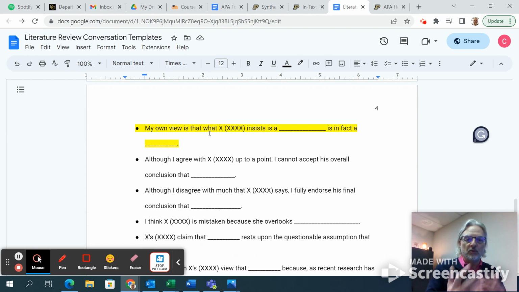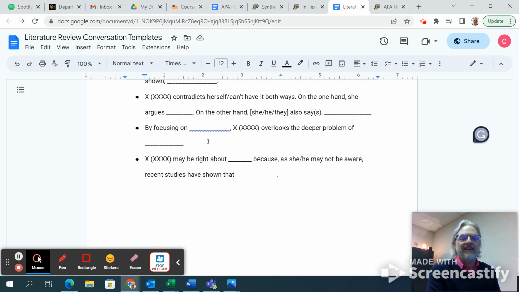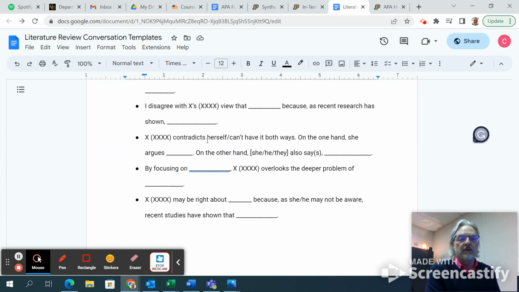So a good way to help you do that is to say, "My own view is that what blank, blank states is an issue, is in fact a blank." And I use this one. This is one of my most favorite ones I ever used. So you can look over those. You can modify a lot of these too. You don't have to use them necessarily verbatim, but they provide a scaffolding that you can insert and begin to play with.